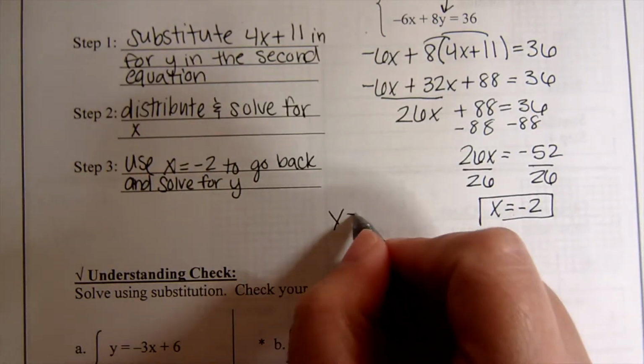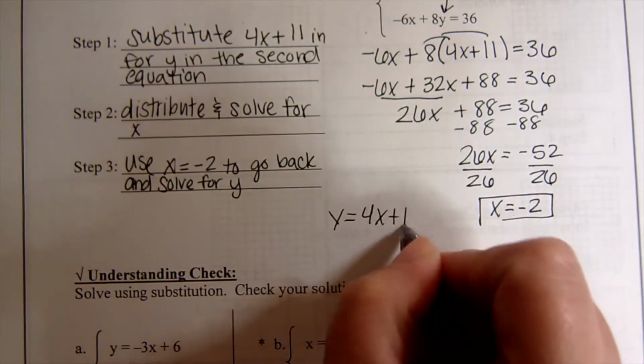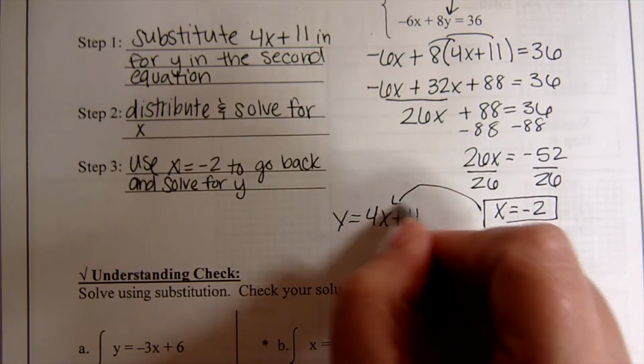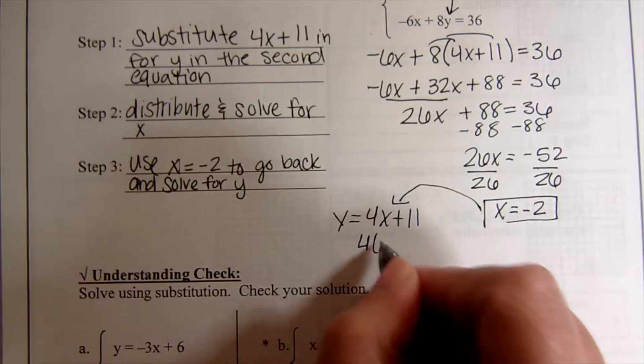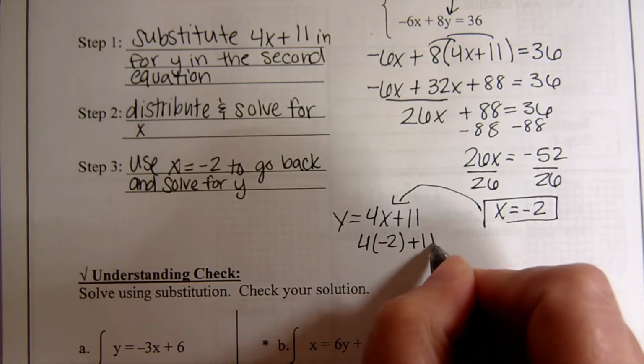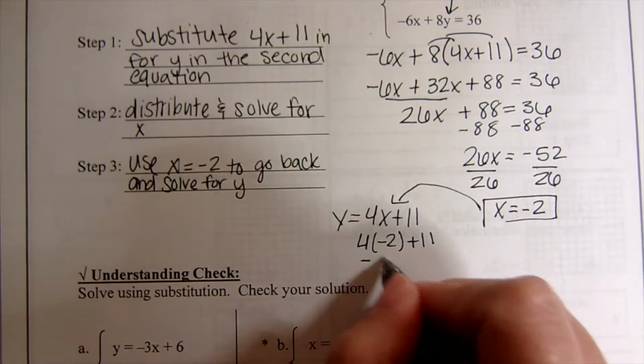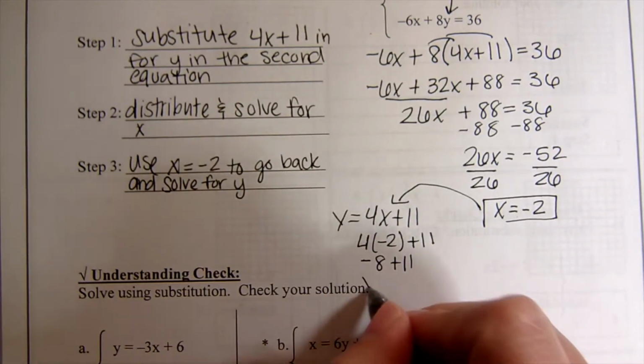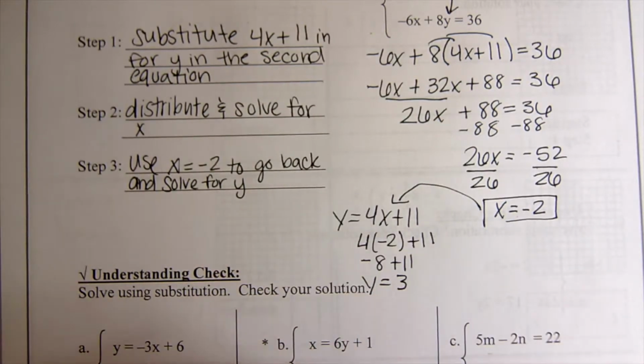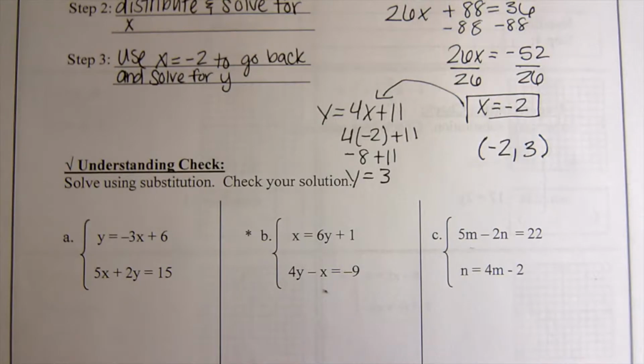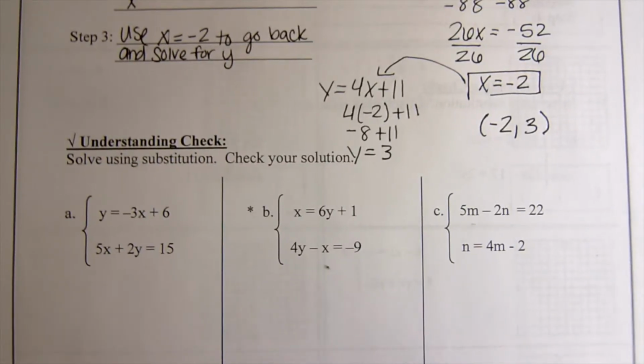So y equals 4x plus 11. Plug in this negative 2. So 4 times negative 2 plus 11. That's negative 8 plus 11, which is 3. Alright, so for A, what am I plugging in and where?